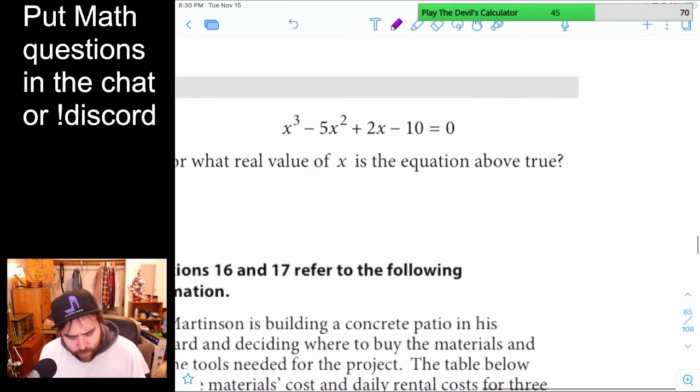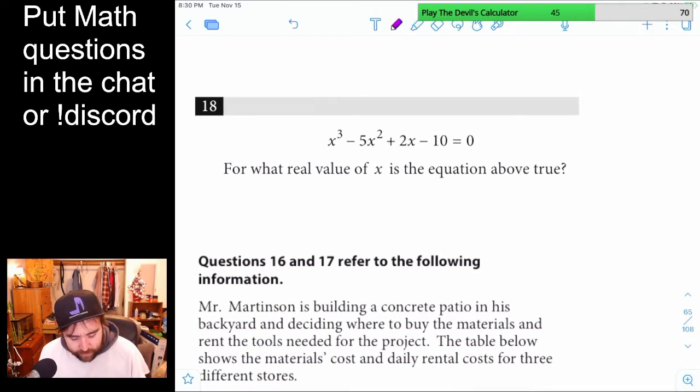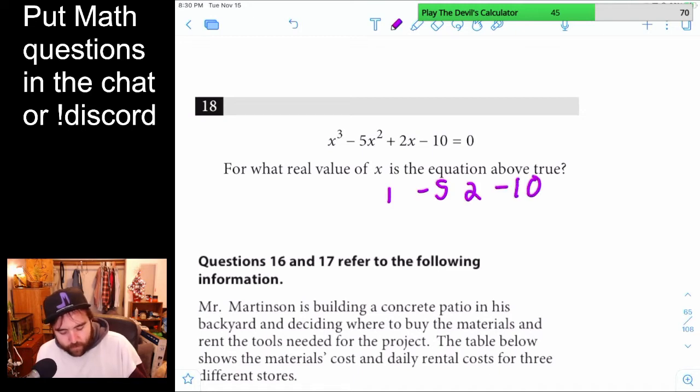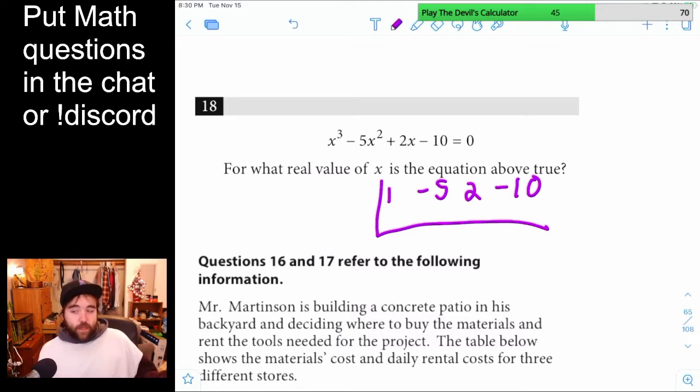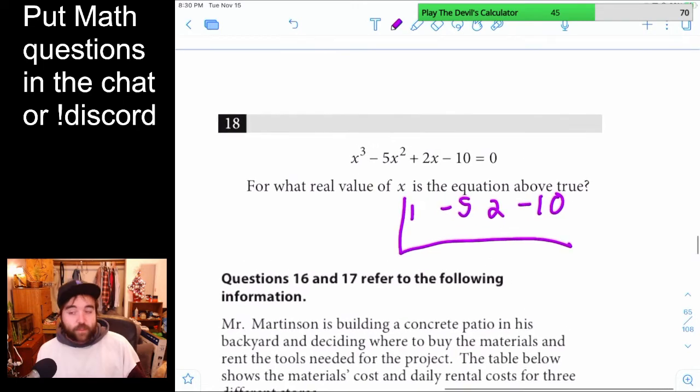So then this one, for what real value of x is the above equation true? So you got a few different options for this, right? I would honestly immediately jump to synthetic division. It might not be the best way to do it, but that's probably the most familiar way. You just kind of try a few numbers. Except you can't try positive numbers, because the answer has to be positive, which means the numbers for synthetic division have to be negative.